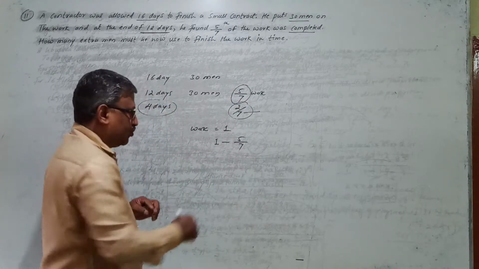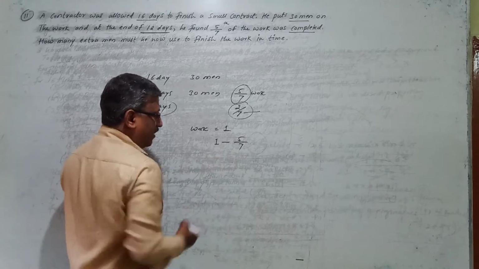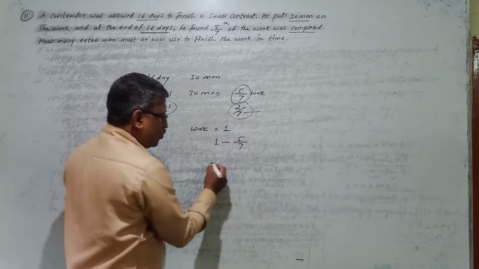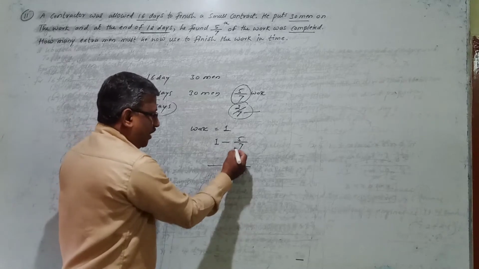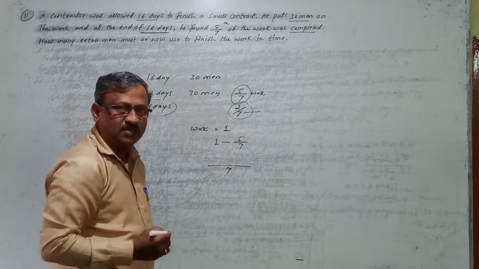5/7. So from total 1 work, if you minus 5/7, you get the balance work. For that, what you have to do? You have to calculate the LCM and you have to minus, right? So you calculate the LCM. Take LCM as 7 here.